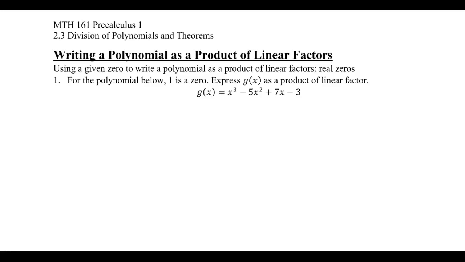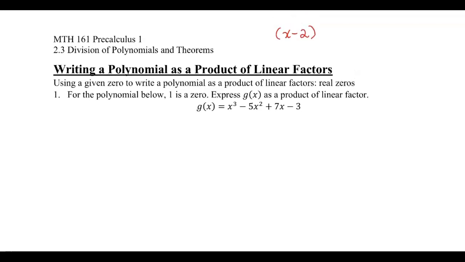Let's look at writing a polynomial as a product of linear factors. What do we mean by linear factors? Things like this, x minus 2. That's a factor. And if you graph that function, it's going to be a straight line function. That's a linear factor.